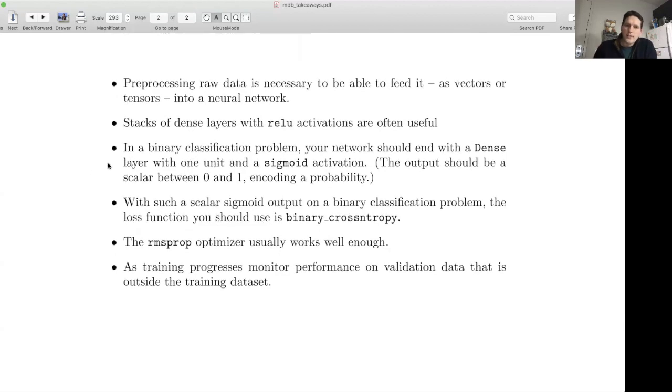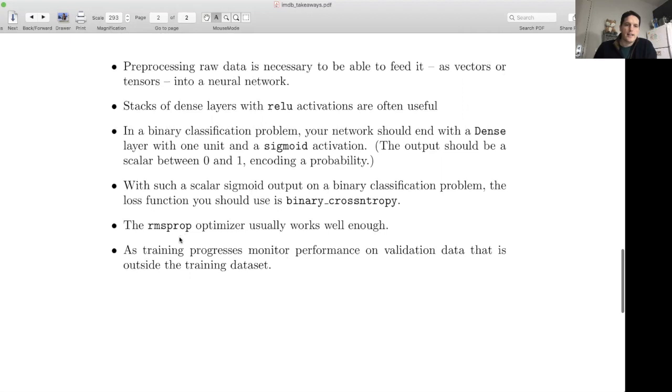And here's something important to understand. If you're doing a binary classification problem, then your network should end with a dense layer that has one unit and which uses the sigmoid activation function. As we've discussed, the reason we use the sigmoid activation function is because it outputs a number between 0 and 1, which can be interpreted as a probability. And that's what we want when we're doing binary classification. Another observation is that the optimization algorithm we use, which is called RMSprop, tends to work well.